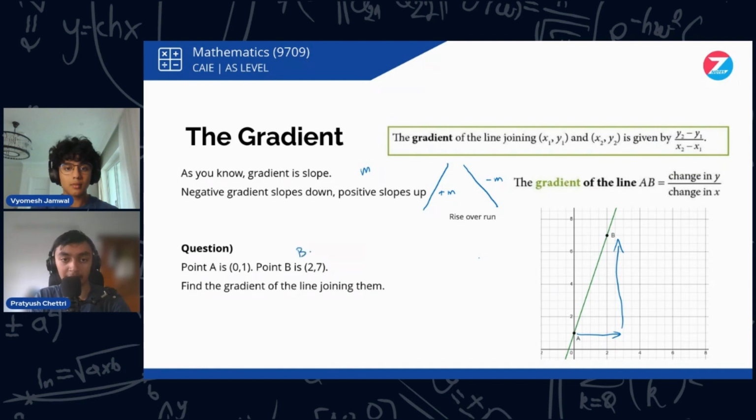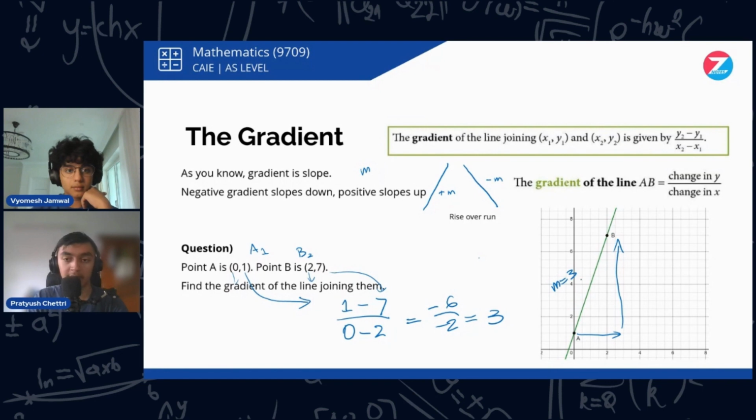So let's call B point 2 and A point 1. I'm going to subtract B from A. Let's do the y values first. The y of A is 1, minus the y of B, which is 7. That's the rise, the change in y, divided by the run. 0 is the x value of A, 2 is the x value of B, so I'm going to subtract 2. This comes out to minus 6 over minus 2, which simplifies to 3. So the gradient of this line, m equals 3.